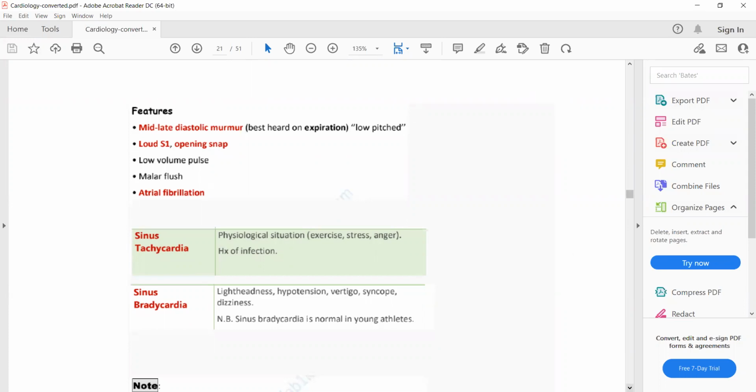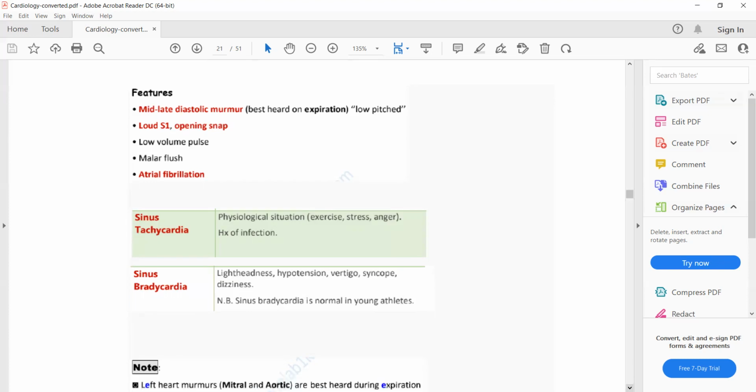So tricuspid stenosis or tricuspid regurgitation, the most common cause of tricuspid regurgitation or tricuspid stenosis, they can be caused by rheumatic fever, as well as they can occur in IV drug users due to infective endocarditis.